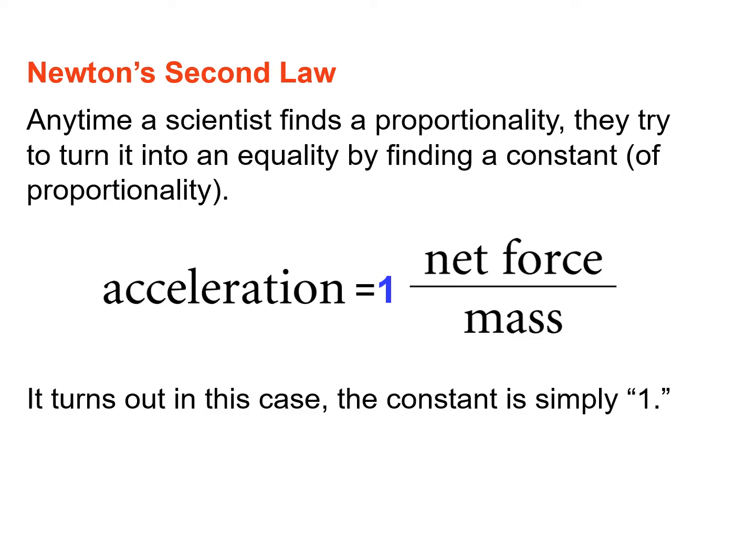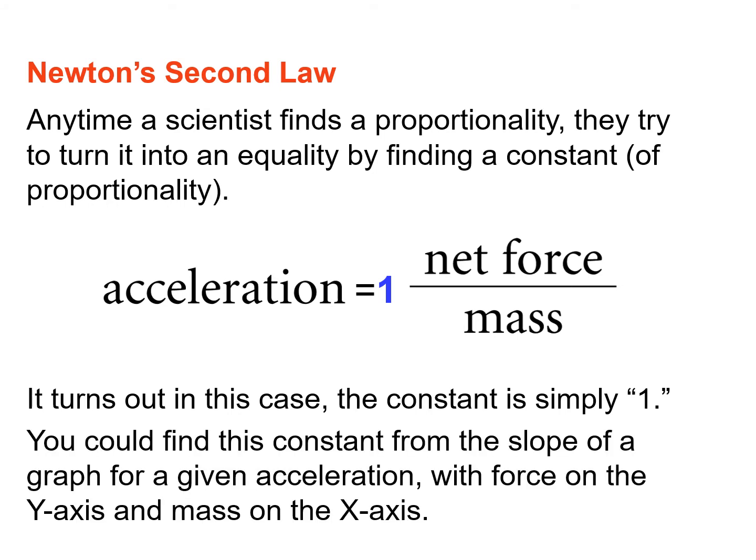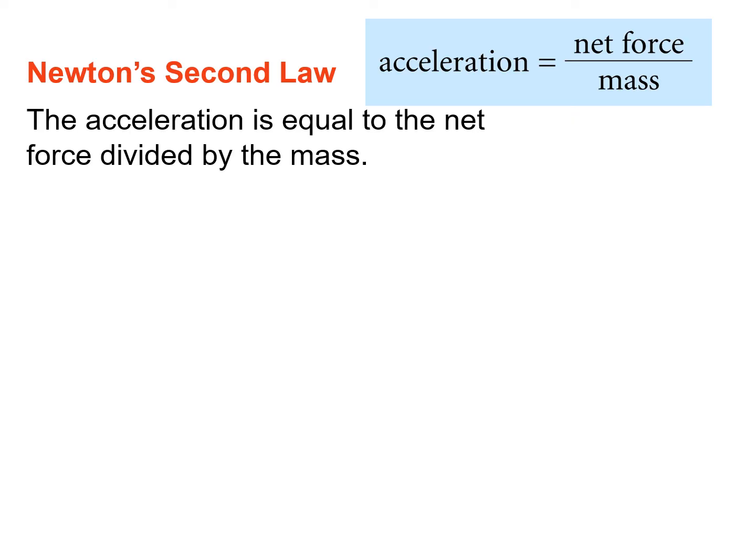It turns out, in this case, the constant is simply the number 1. How is that? Well, if you do a series of experiments where you keep acceleration constant and you graph the results of finding out, for a given force, what mass it would require to give a result of the same acceleration each time, the slope of that line would simply be 1. So the acceleration is equal to the net force divided by the mass.